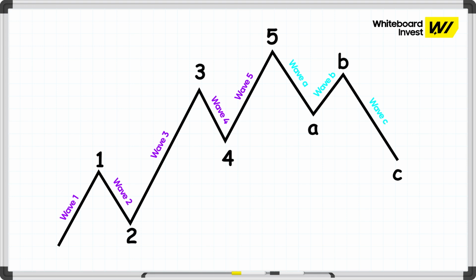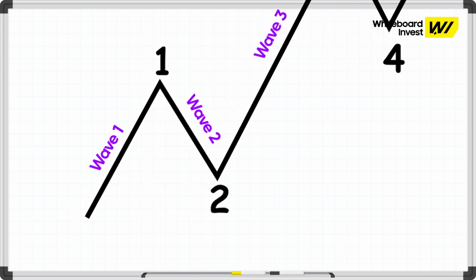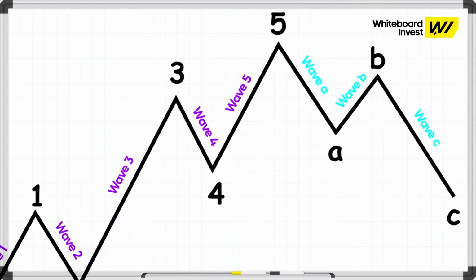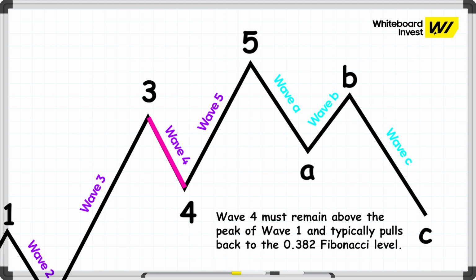There are specific rules to ensure a movement is considered a valid Elliott wave. First, wave 2 cannot be longer than wave 1 and usually pulls back to the 0.618 Fibonacci level. Second, wave 3 must be the longest among waves 1, 3, and 5. Third, wave 4 must remain above the peak of wave 1 and typically pulls back to the 0.382 Fibonacci level.